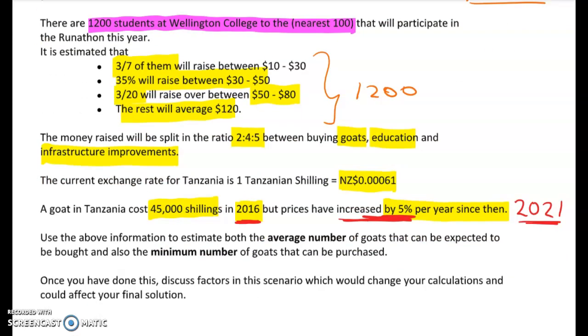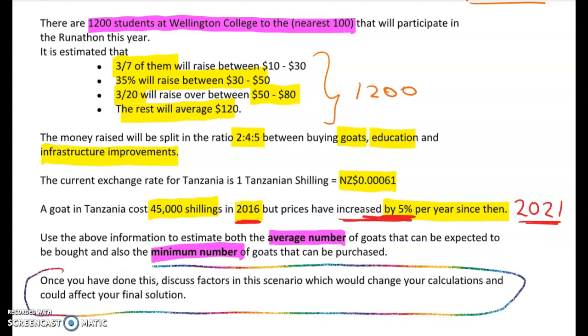Now, what do we have to do? Well, we have to do 2 things. We have to use that information to work out both the average number of goats that we can expect to purchase and the minimum number of goats. Then we have to discuss factors that would change our calculations and would affect your final answer. This bit here, I'm not going to do in this video because I'm just going to run out of time.